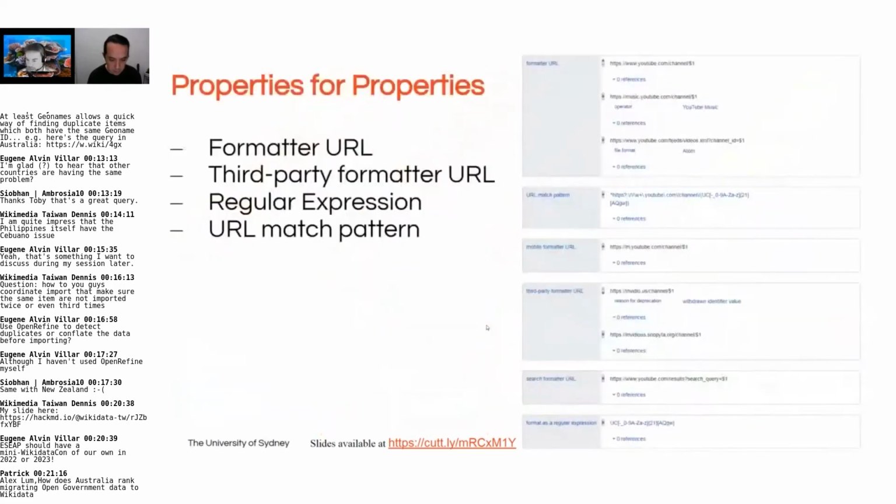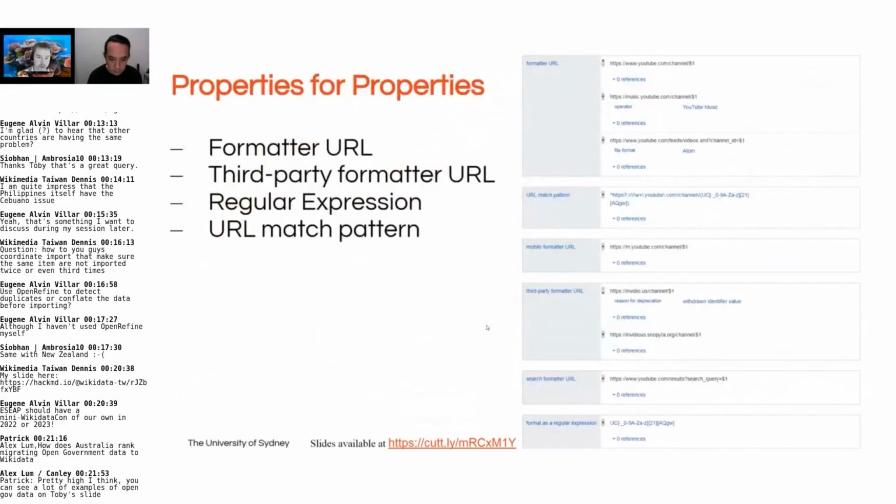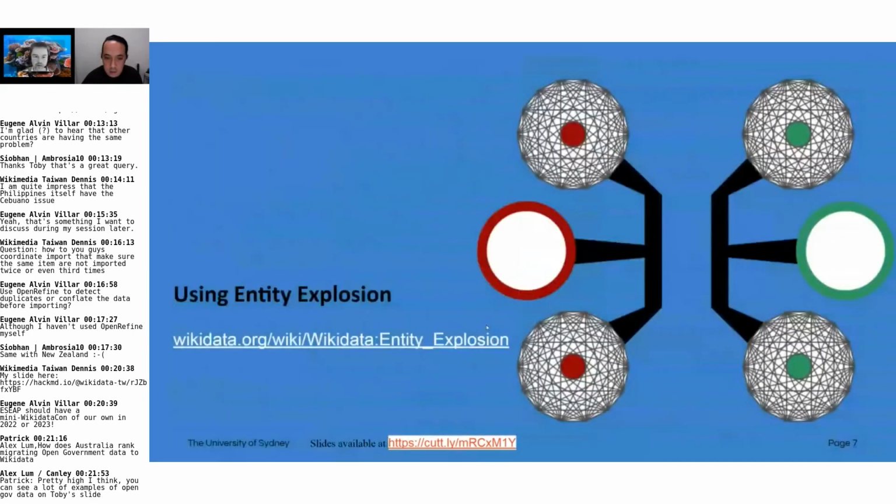Each property has these URL formatters or match patterns or regular expressions. All of this is actually going to be crucial to what I show you next, which is just how to link everything up using this app, which is called Entity Explosion. It's a Chrome or Firefox or affiliated browser extension. Whatever browser you use, there's a chance that you can use this as a browser extension.